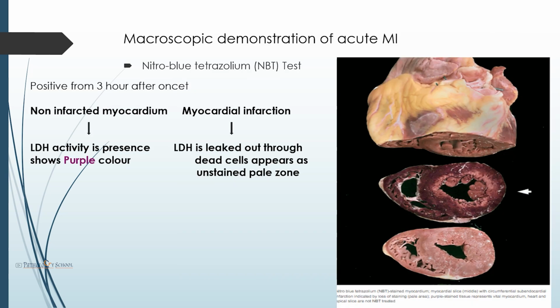Microscopic demonstration of acute MI with the help of the nitro-blue tetrazolium test. It is positive from 3 hours after the onset. In non-infarcted myocardium where LDH activity is preserved, it shows purple color, and in myocardial infarction where LDH has leaked out through dead cells, it appears as an unstained pale zone. In this slice we see a circumferential subendocardial infarct which is pale in color.